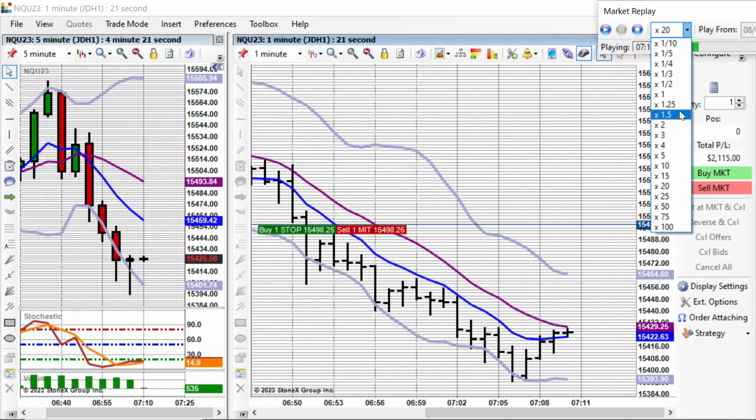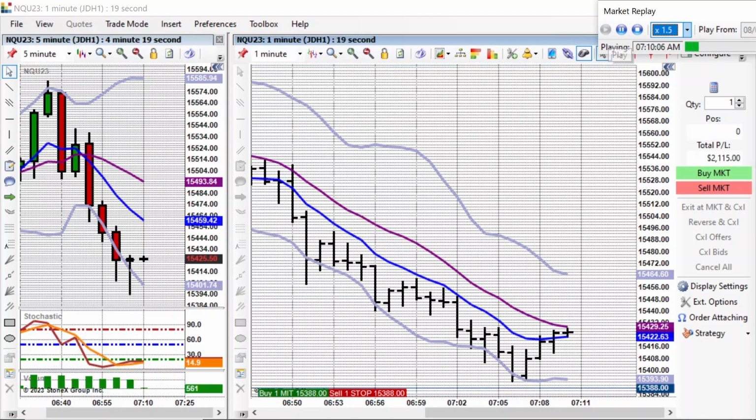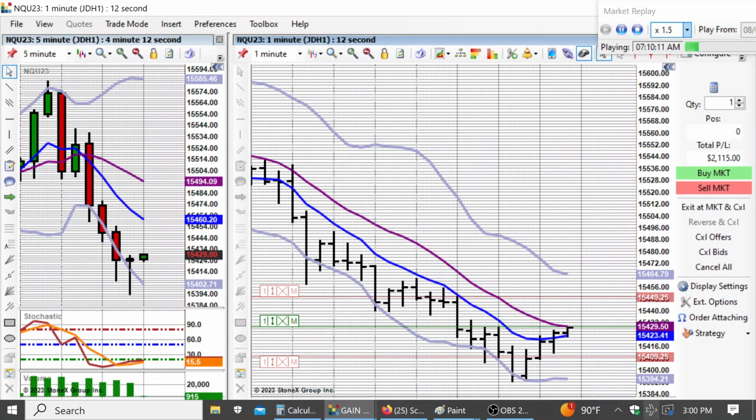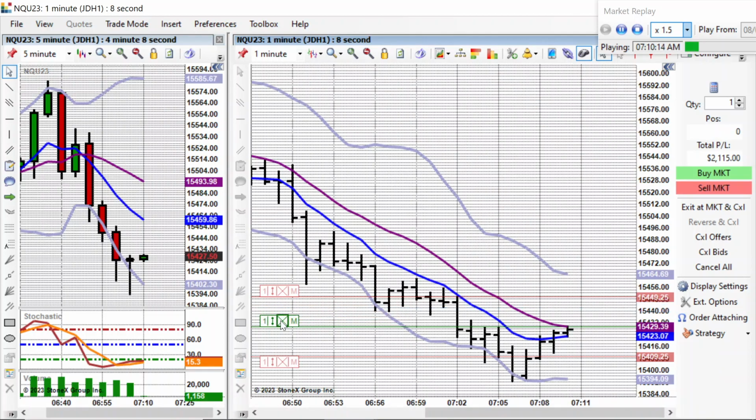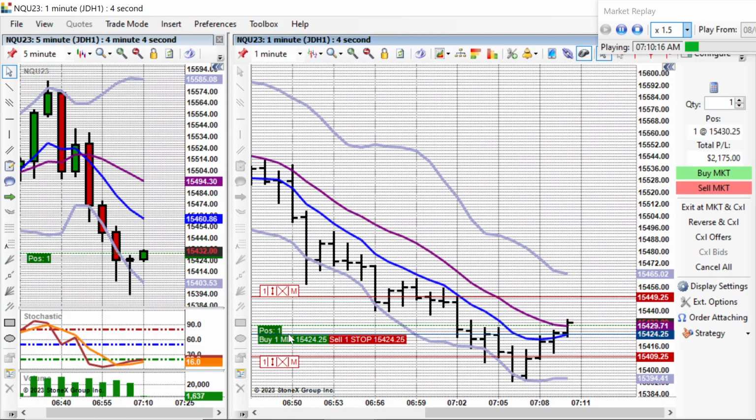So let's bring this back to normal speed here. I'm just going to place my buy order here. It hasn't been hit yet, but it's about to get hit. Now I've entered the trade on momentum. That's why I like the buy stops. They'll get you in the trade on the momentum in the direction you're trying to trade.